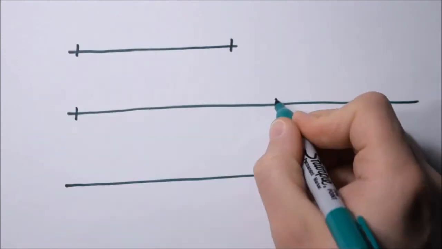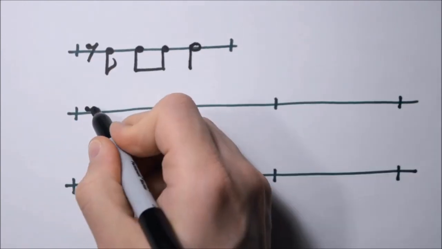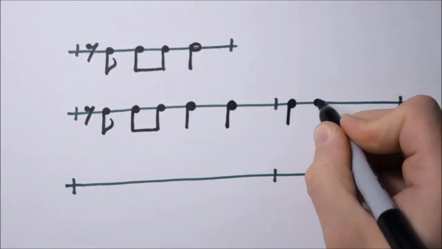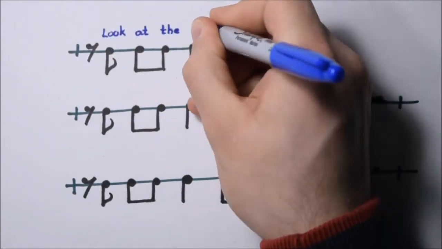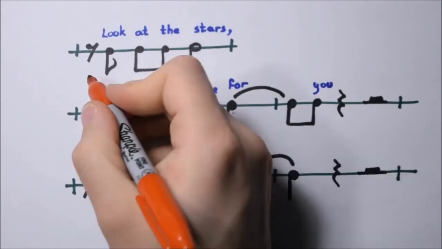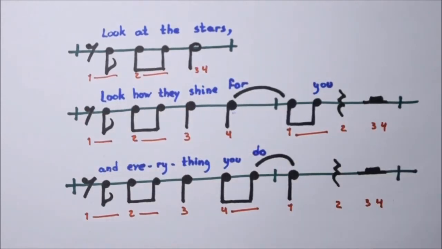Our last example is from the song Yellow by Coldplay. The ties in this case are used to stretch the last notes of both the second and fourth measures right into the next measures. 1, 2, 3, 4.